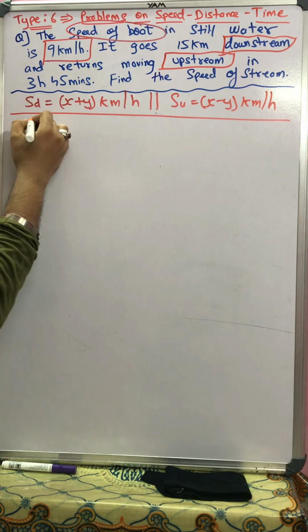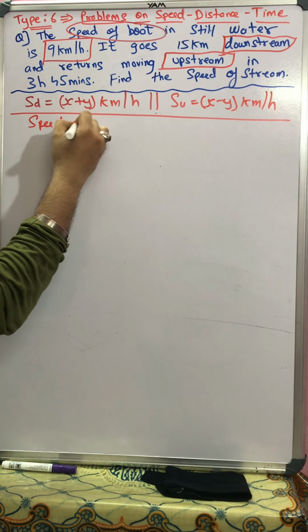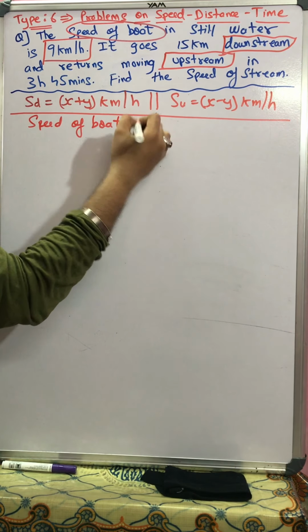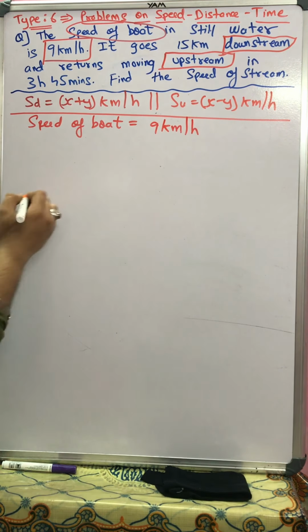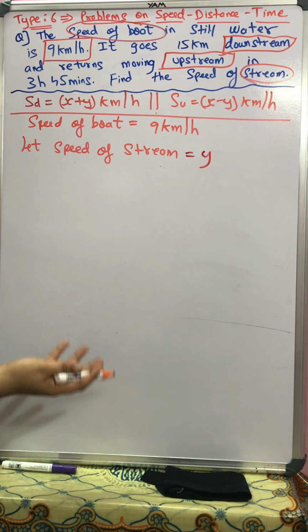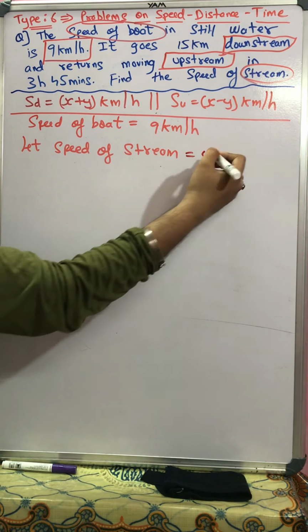So first I'll write speed of boat. Speed of boat is how much? 9 km/h. Okay, let speed of stream, because speed of stream is asked. Let speed of stream, of course that means speed of water, stream means water, be equal to x. Okay, let us take y in this case, because in our note also we have taken y. It's fine. So in this question, our variable will be y km/h.